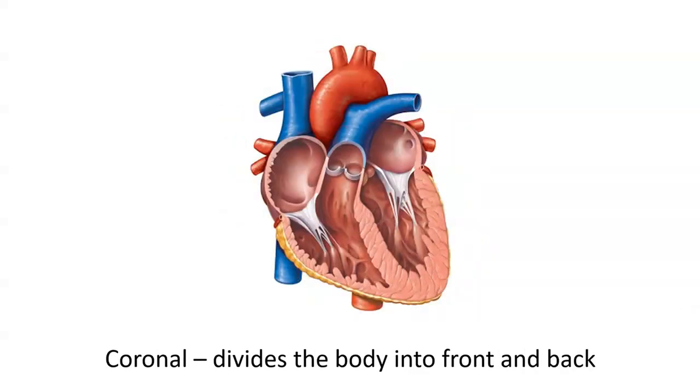Our coronal plane separates the body or an object into a front and a back, or an anterior and a posterior section. So here you can see the coronal section of a heart. So the top half or the front part of the heart would usually be sitting on here. We've cut it down the middle, so now we can open it up and see inside.